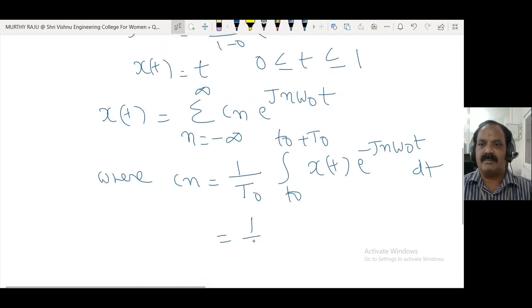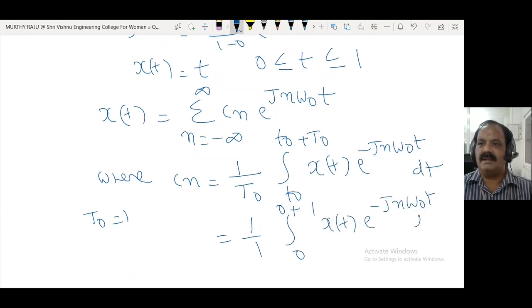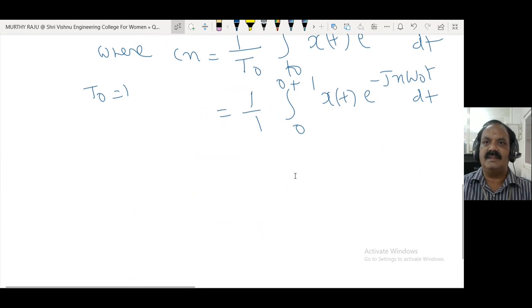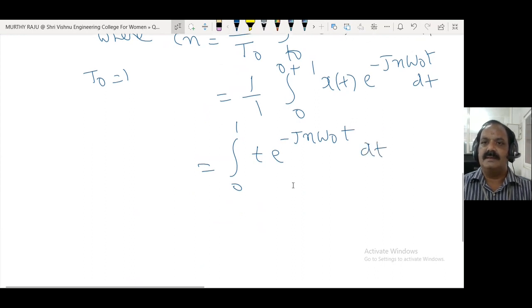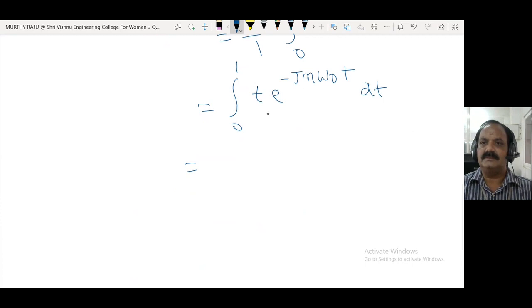Substitute 1 in that expression: 1 by 1. Small t naught is 0 and capital T naught is 1, the time period of the waveform. So the integral of x of t e power minus j n omega naught t dt. In the interval 0 to 1, the value of x of t is t. Therefore, cn is equal to the integral from 0 to 1 of t e power minus j n omega naught t dt. Integrate this using the integration by parts formula.